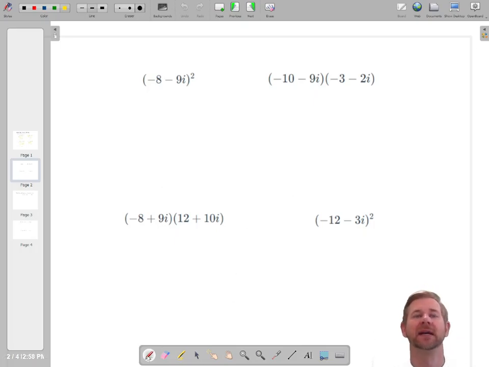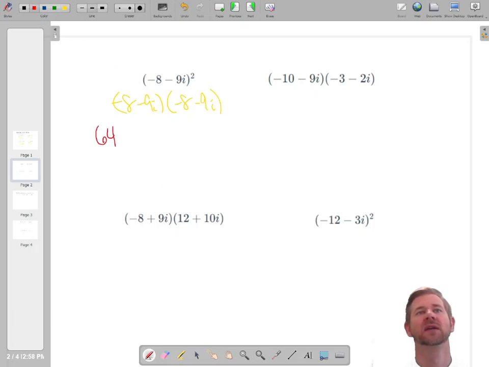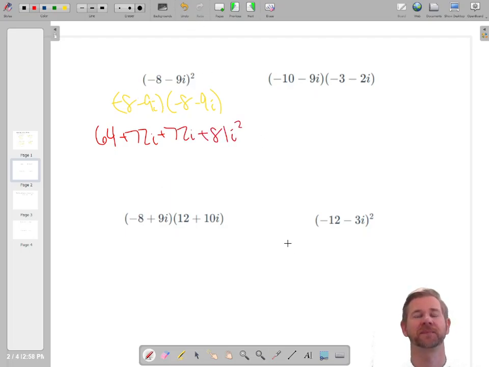But when you get to here, I'm going to write this out twice because it says it's squared. Negative 8 minus 9i, and I'm going to distribute: negative 8 times negative 8, 64. Negative 8 times negative 9 is positive 72, and that's going to be i. Same thing on the inside, another 72i, and negative times negative is positive 81i squared. That we've got to deal with, okay?